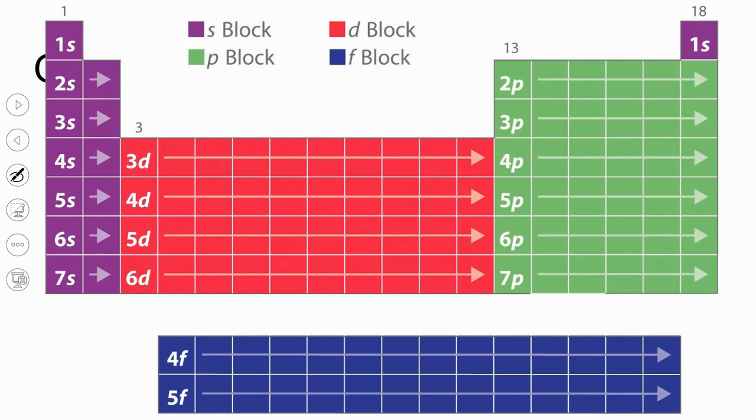So this is our periodic table. We've seen this before. This is the S block, where our S orbitals are filling. This is the P block, where the P orbitals are filling. Anything in these regions is going to follow the octet rule. They're going to want to have 8 electrons, or lose electrons so they have 8 electrons.